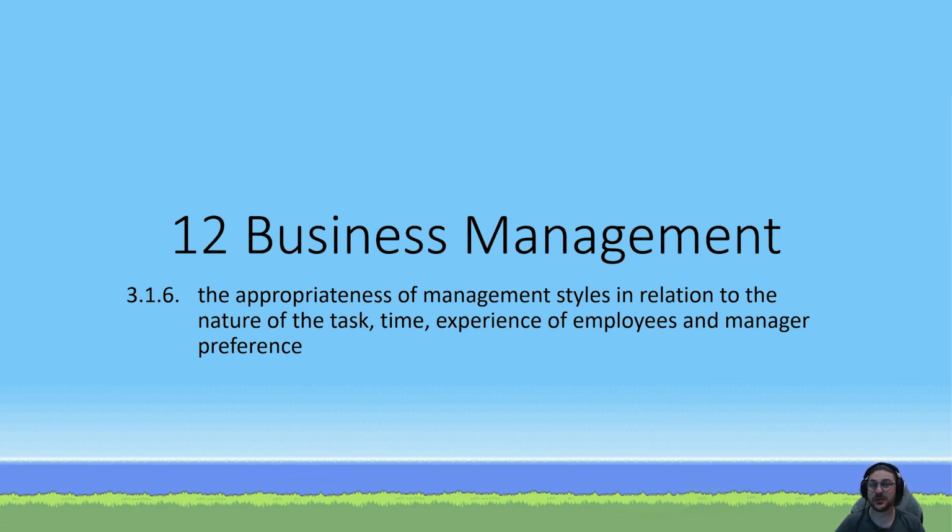In today's lesson, we're looking at key knowledge point 316. That is Unit 3, Area of Study 1, and the 6th key knowledge point for this area of study. Today specifically, we're looking at the appropriateness of different management styles in different contexts. The conditions that apply in different contexts that will determine whether a management style is the most appropriate or not are the nature of task, time, experience of employees, and of course, the manager's preference.